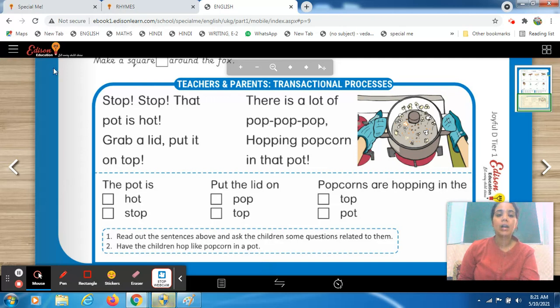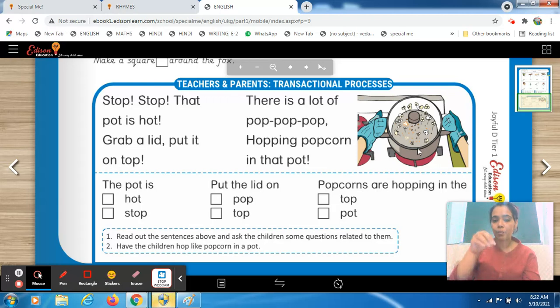Fine. Okay, so now what we will do, we will start reading our sentences. First of all, see this picture. There is a pot. What is this? Pot. And what is there on top? I told you in the last session, what is this? Pot ke upar jab aap usko dhakte ho, what we call that particular thing jisse aap pot ko cover karte ho, this is a lid, right? Remember it in your mind. This is a lid, right?